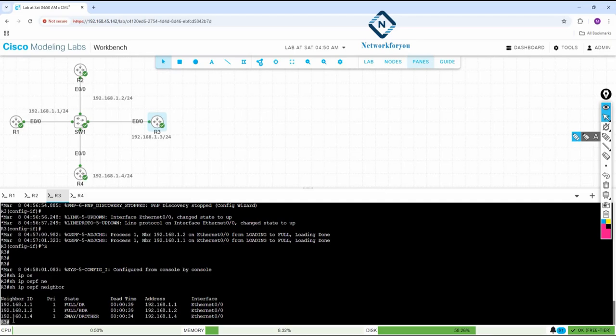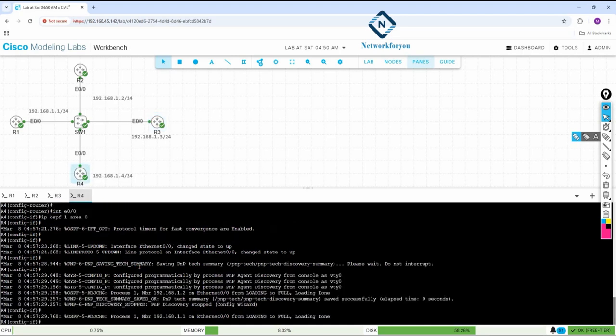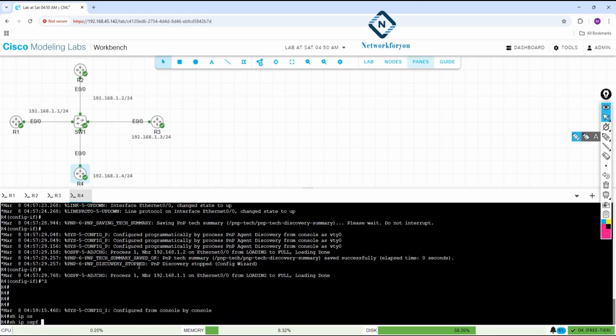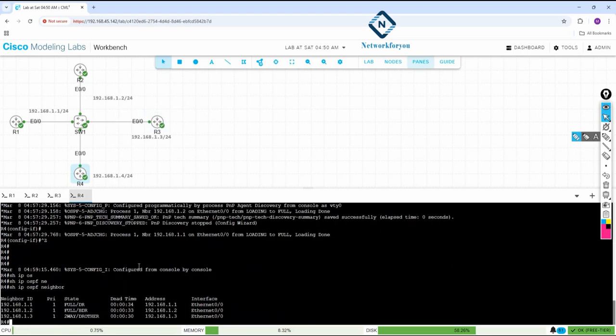Which router we log in, we cannot see that detail. So you have R1 information, you have R2 information, and you have R4. If you see, R1 becomes the DR, R2 becomes the BDR, R4 becomes DR other, and if we check R3 also, it becomes the DR other. If we write show ip ospf neighbor, you can see here R3 becomes the DR other.